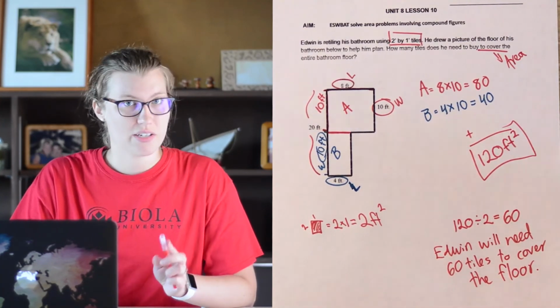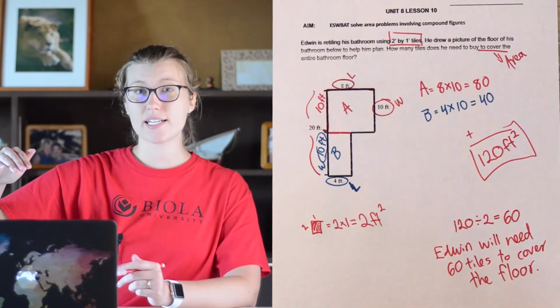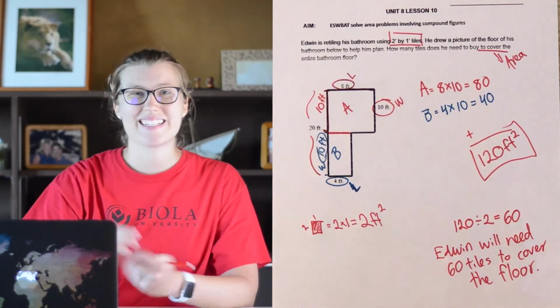So just a review, what are you going to do when you see a shape like this? You're going to cut it, you're going to decompose it into 2 different rectangles, find the missing side, and just add the 2 areas. I can't wait to see all your work, and good luck on your exit ticket.